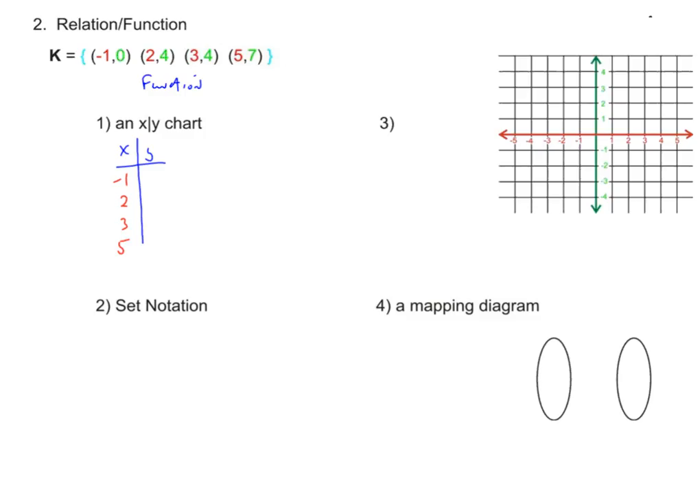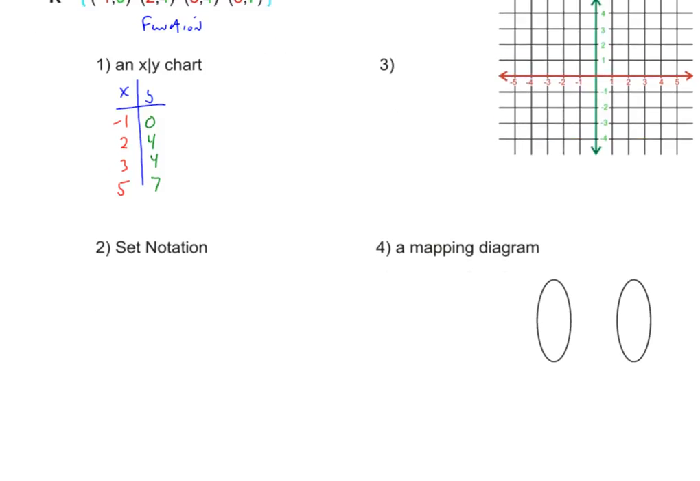And by the way, each X value forms a set called the domain. And each X is an abscissa, right? Some terminology. And then you have to go with who's the -1 paired with? The 0. Who's the 2 paired with? The 4. Who's the 3 paired with? The 4. And who's the 5 paired with? The 7. All right, so that is representing the function as an XY chart.